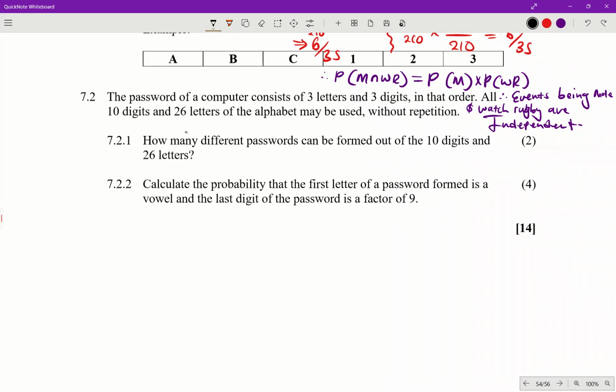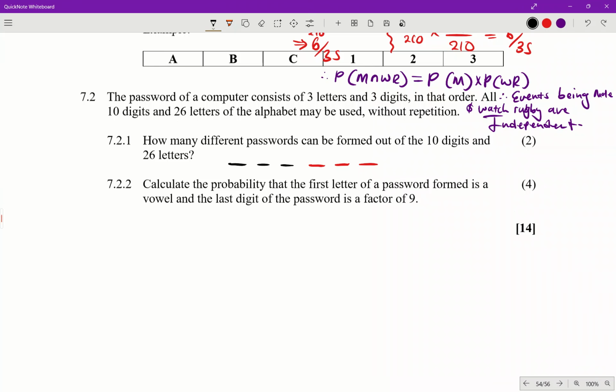Alright, let's see what we can do. Okay, guys. So now, remember, the password of a computer consists of 3 letters, so 1, 2, 3, and then digits 1, 2, 3. So now, how many different passwords can be formed without repetition? That's simple, this one, guys.